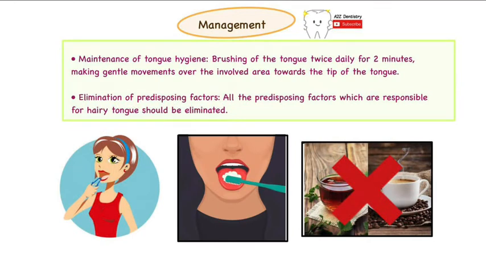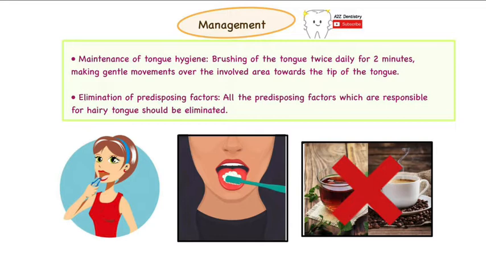Moving on to the management. The first thing we would consider here is maintenance of oral hygiene. As we have already discussed in the etiology, oral hairy tongue occurs due to improper mechanical debridement of the tongue. So basically, brushing of the tongue twice daily for 2 minutes, making gentle movements or strokes over the involved area, right? This kind of oral hygiene routine might help to prevent hairy tongue.